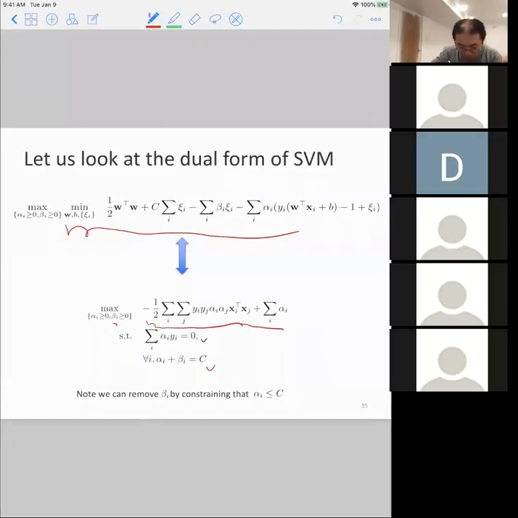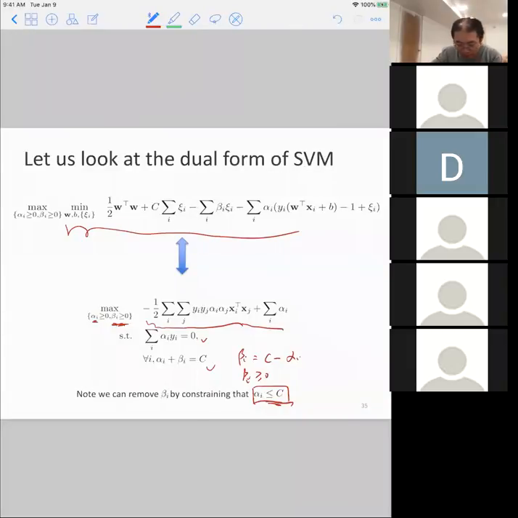We find that for each beta_i, it must satisfy alpha_i plus beta_i equals C. In other words, beta_i must be C minus alpha_i. So beta_i is identified as long as we know alpha_i. Also, we require beta_i to be no less than 0. That means as long as alpha_i is less than or equal to C, we have a valid beta_i, because beta_i is bigger than 0 and alpha_i plus beta_i must be C. In other words, we can get rid of beta_i by simply adding a constraint on alpha_i.